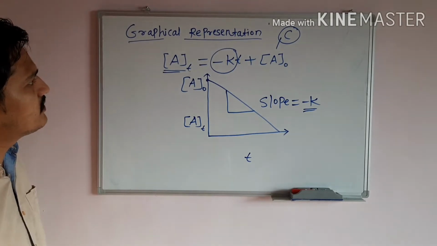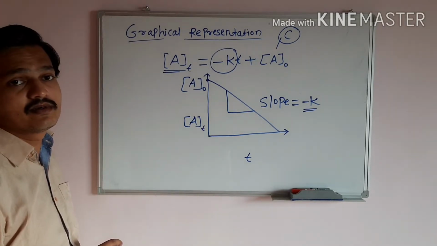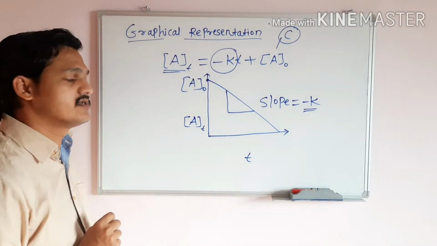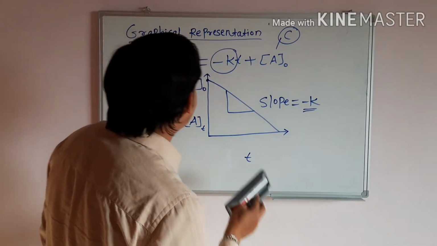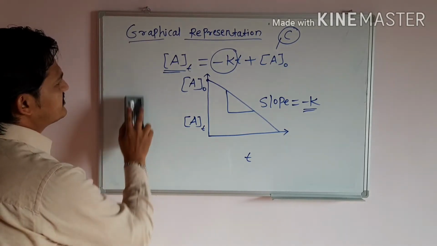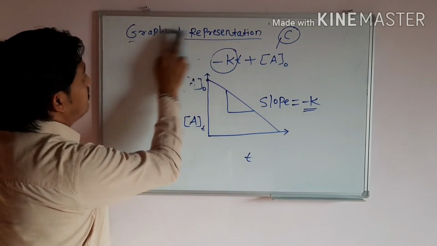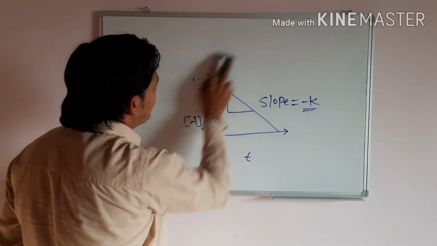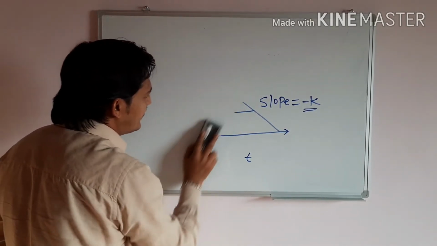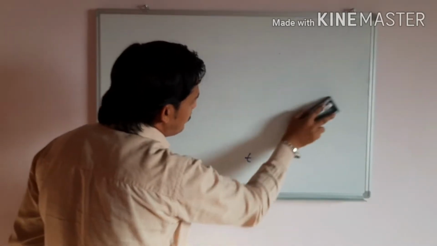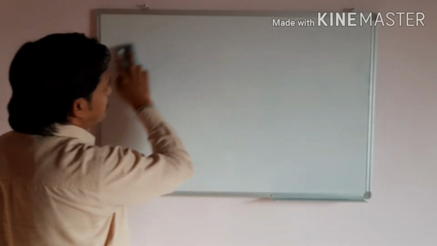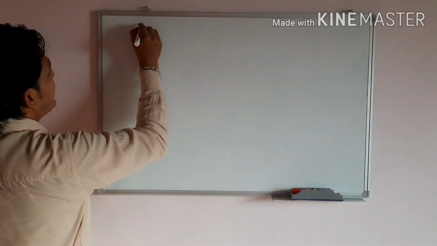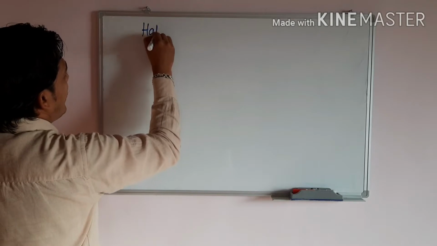Okay, this is how to plot a graph of the integrated rate law for a zero order reaction. Now our next point is the half-life of a zero order reaction. We already calculated the formula of half-life in first order kinetics. Now we are going to describe the expression for the half-life of a zero order chemical reaction.